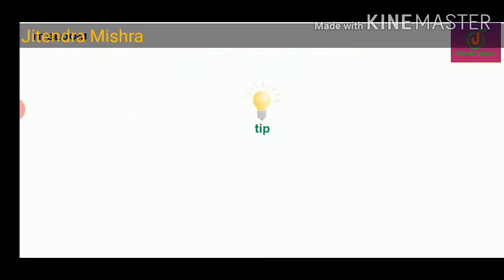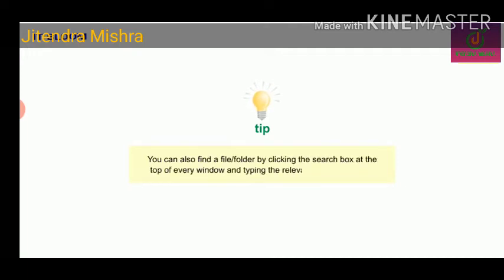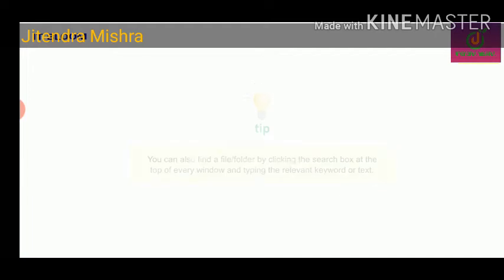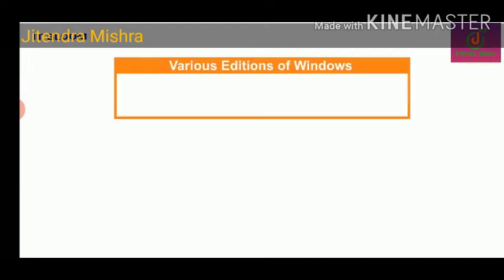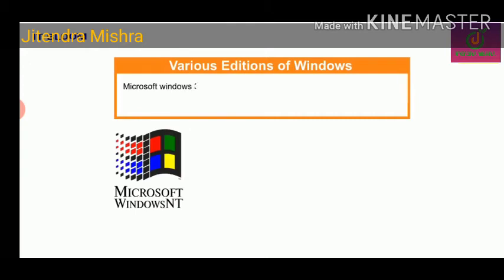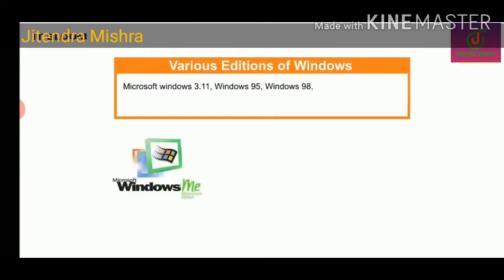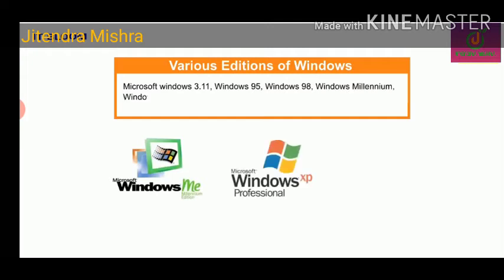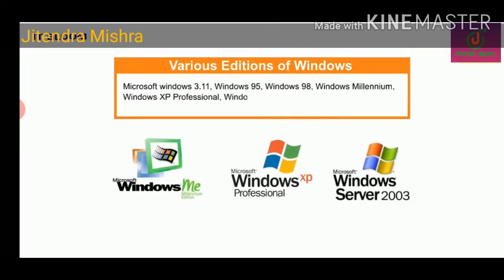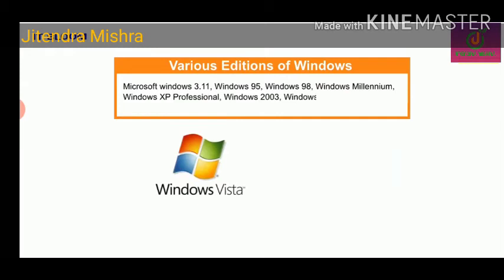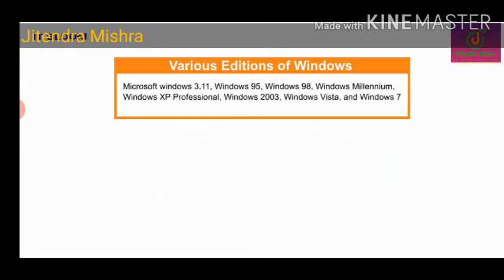Let me now give you a tip. You can also find a file or folder by clicking the search box at the top of every window and typing the relevant keyword or text. The various editions of Windows are Microsoft Windows 3.11, Windows 95, Windows 98, Windows Millennium, Windows XP Professional, Windows 2003, Windows Vista, Windows 7, and Windows 8.